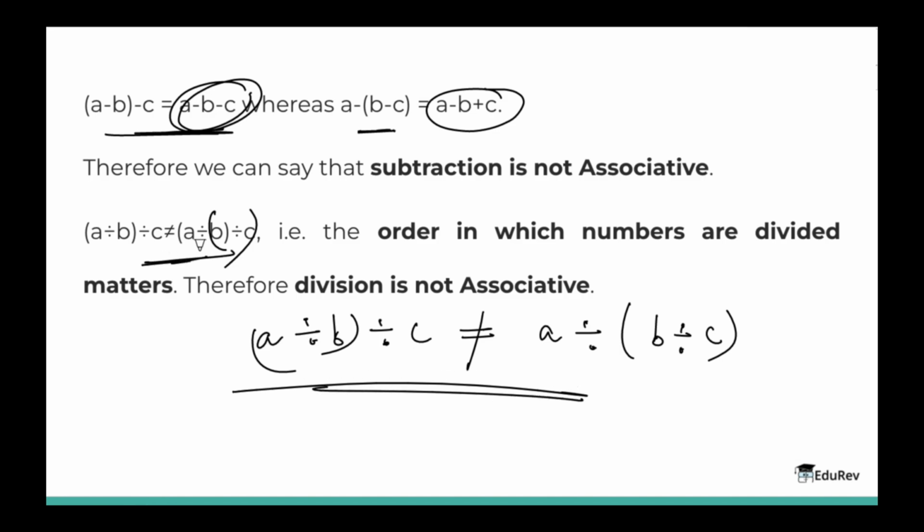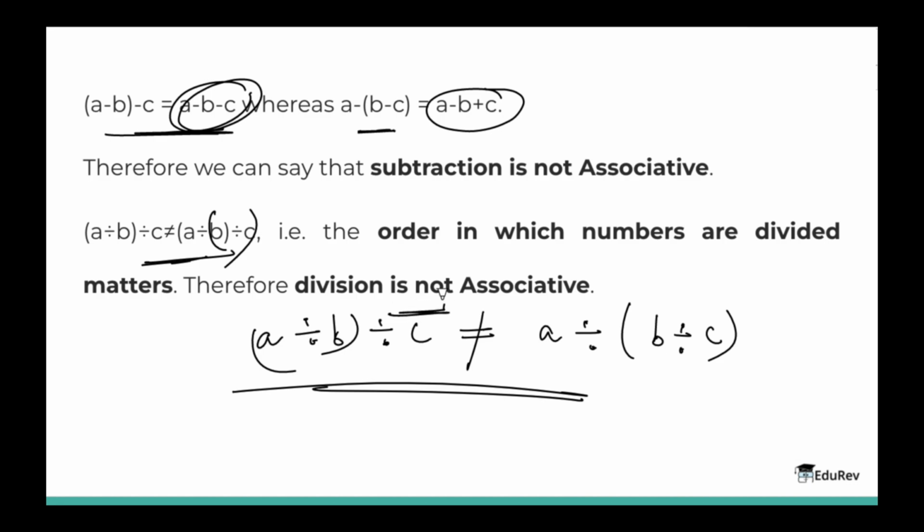So what I mean to say is that if these two are not equal, then that means that the order in which the numbers are divided actually matters in case of division. Therefore, division is not associative.